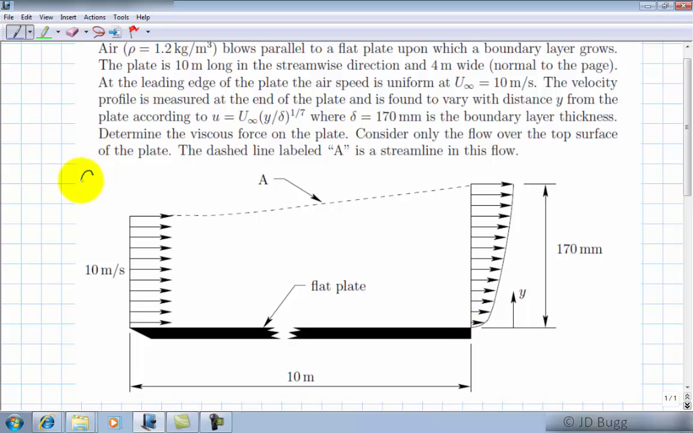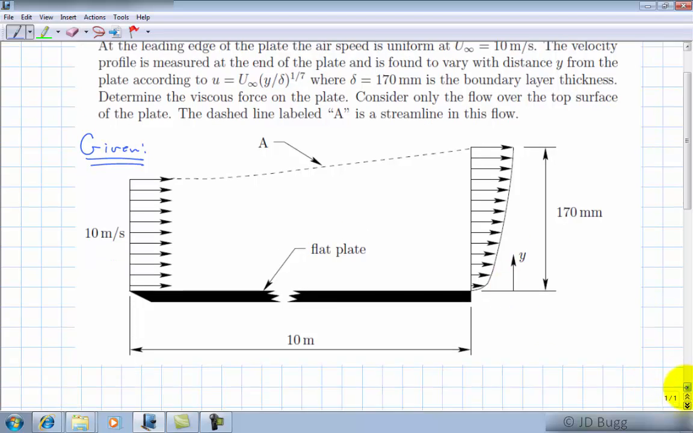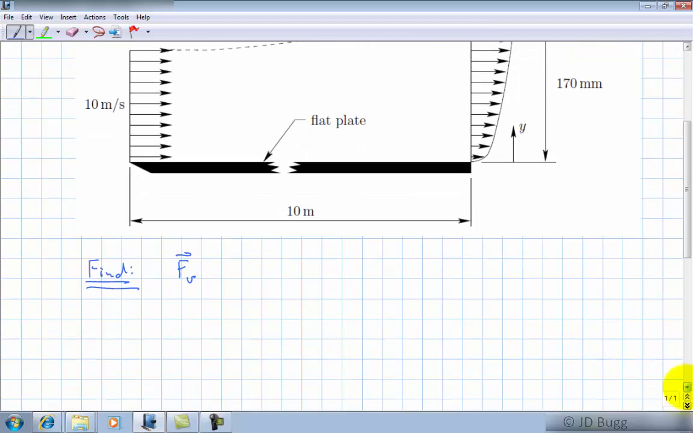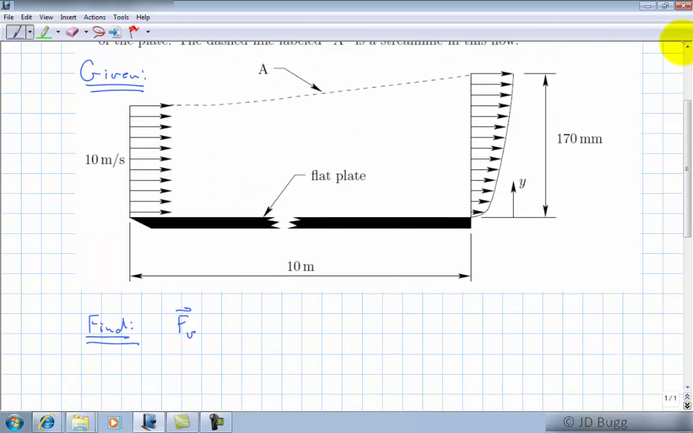So our given information, we will just use the diagram that's given, and essentially everything that was given in the problem statement is also given on the diagram here. We may add a couple of things to it as we go along, but we want to make clear what we've been asked to find. And what we're trying to find is the viscous force on this plate. So we want to first of all identify our control volume. So let's set up a control volume here.